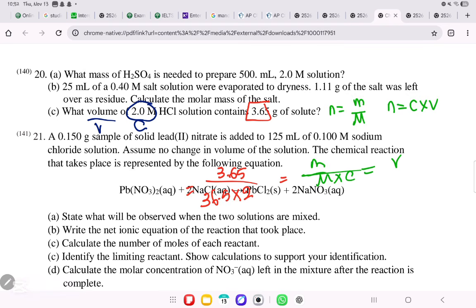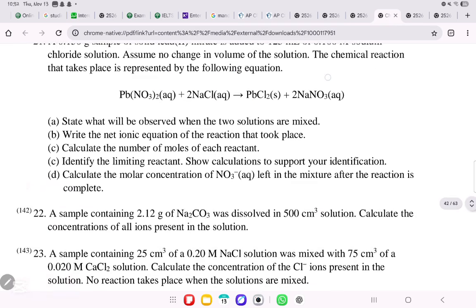So 3.65 over 36.5 times 2. This should give me the volume, which is 0.05 liters. Change it if you want into milliliters, so times 1000 will give me 50 milliliters. That's it for question number 20. We'll move on to question number 21.